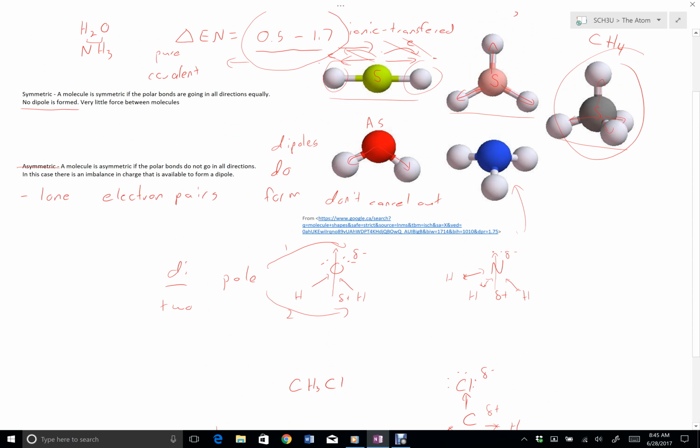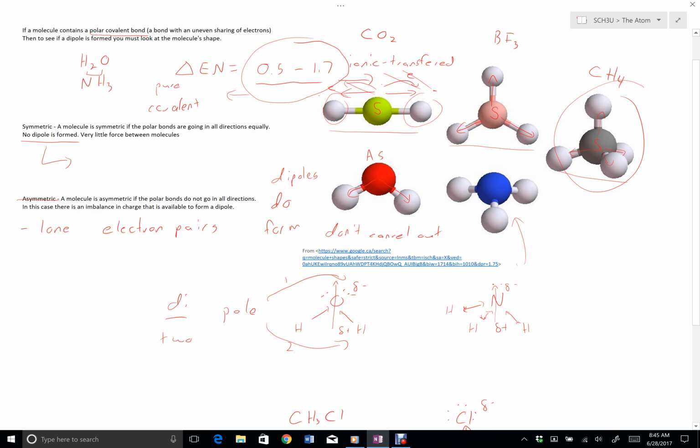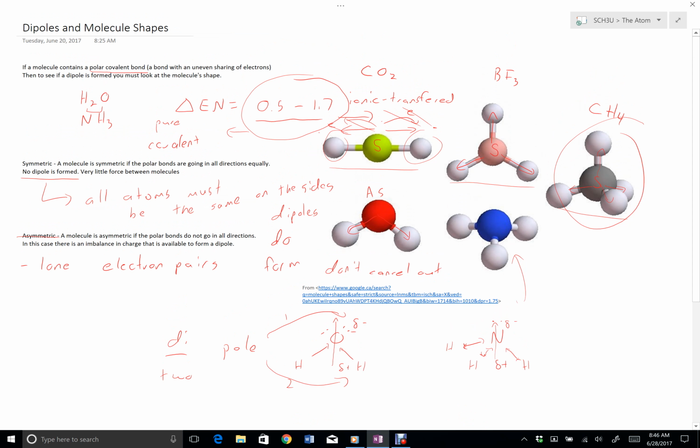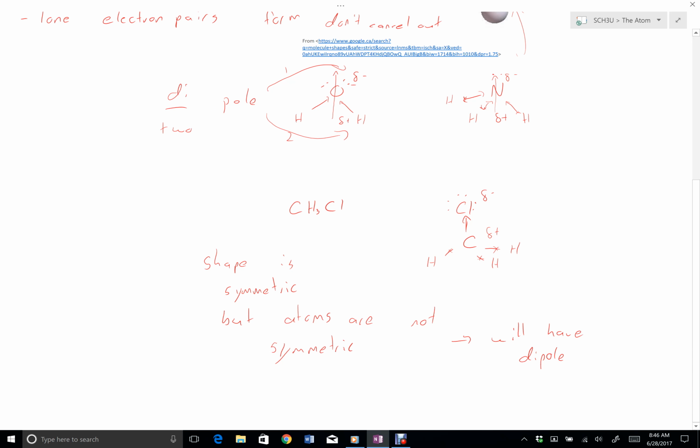And so, to be symmetric, all the atoms on the sides must be the same too. If we look at our examples up here, CO2, these are both O. BF3, these are all F. Or CH4, these are all H. So they can all cancel each other out, versus CH3Cl, where the Cl is different, and so as a result, that dipole does not cancel out.